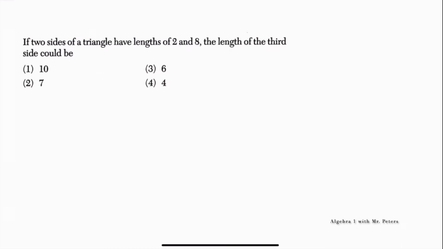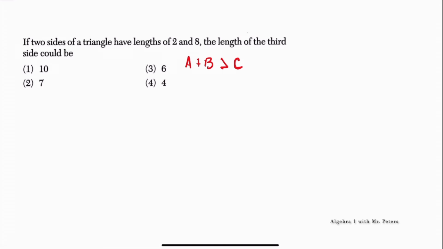They tell us that two sides of a triangle have lengths 2 and 8, and they want us to determine the third side of the triangle. So for a problem like this, we have to be mindful of the triangle inequality theorem, where basically the two smaller sides, once we add them, are supposed to be larger than the longest side.